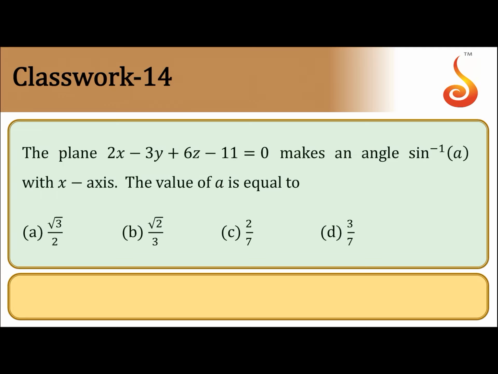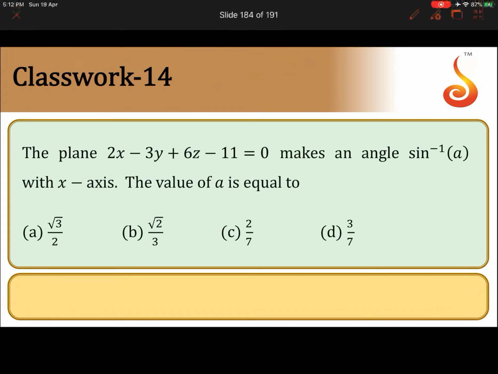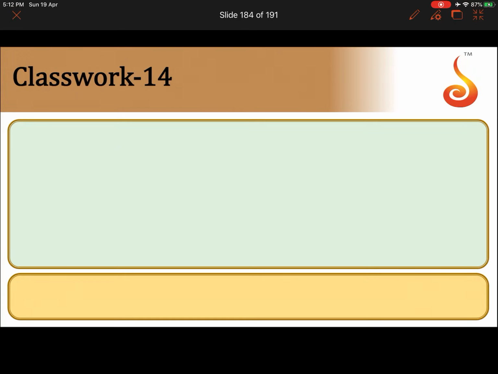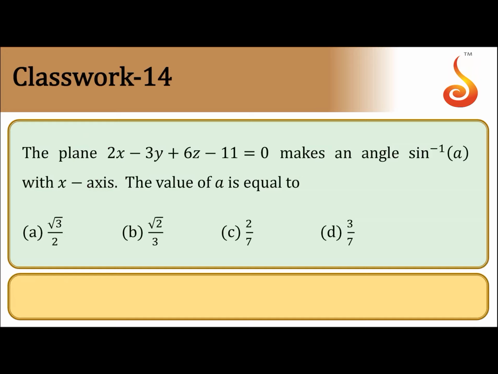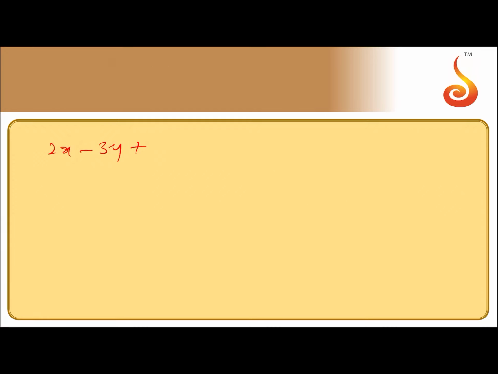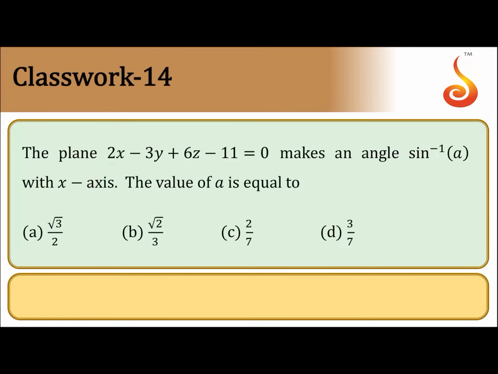Coming to the next one: the plane makes an angle sine inverse A with x-axis, then the value of A. Yes, the angle made by the plane with x-axis is given by... The plane is 2x minus 3y plus 6z is equals to 11.